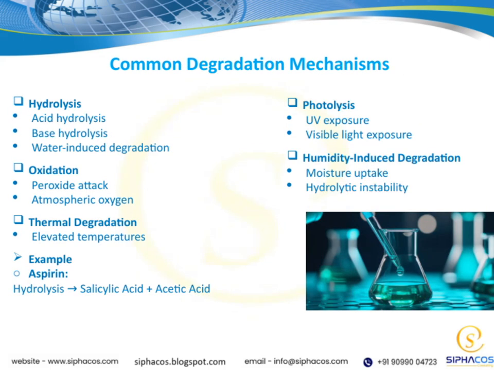Let's talk about how materials break down over time, the common ways they degrade. First, there's photolysis, where light, especially UV and visible light, causes chemical changes. Then, humidity plays a big role. Moisture gets absorbed, leading to hydrolysis, which can happen in acidic or basic conditions, breaking molecules apart. Oxidation is another culprit, with oxygen or peroxides attacking the material. And of course, heat speeds up all these processes. Take aspirin, for example. It hydrolyzes into salicylic acid and acetic acid when exposed to moisture.